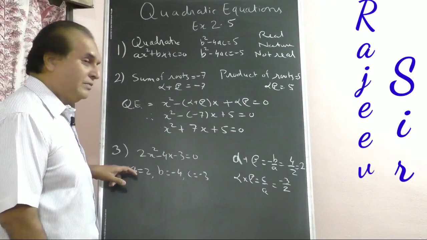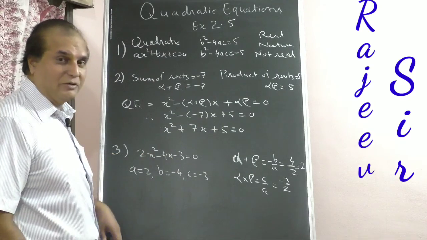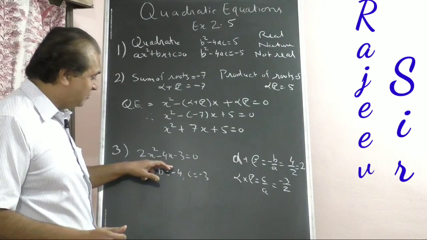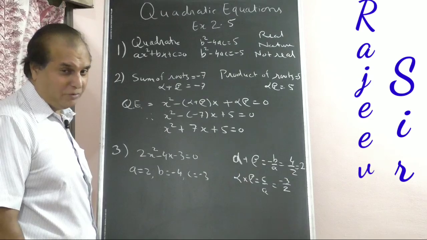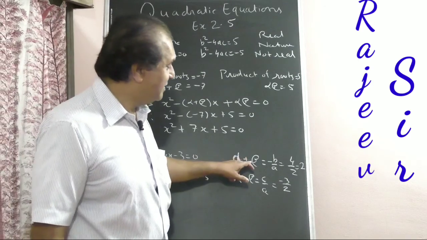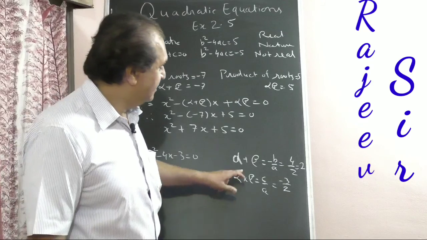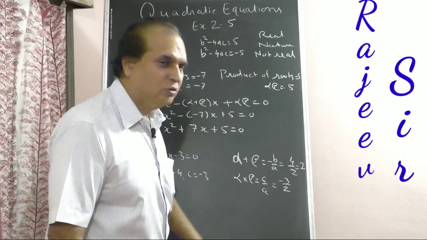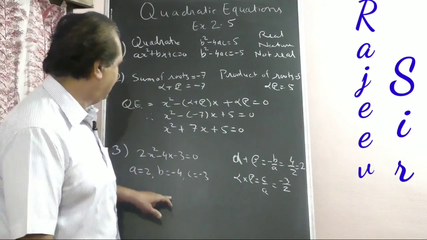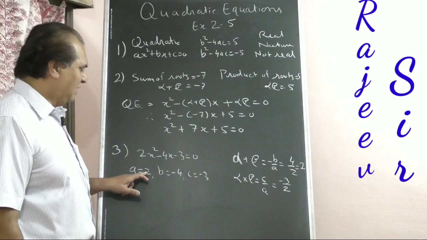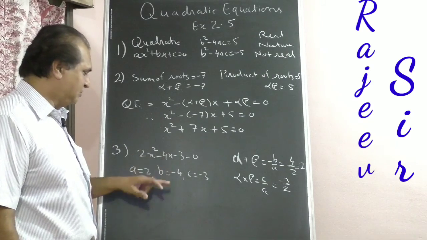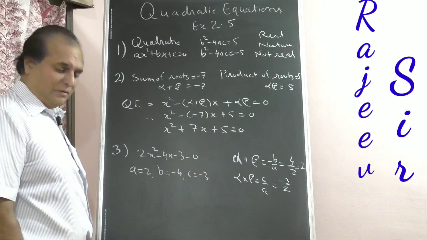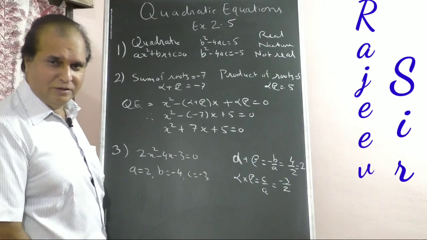Understood? Okay. Next sum: 2x square minus 4x minus 3 equal to 0. First you have to find a, b, c. a equal to 2, b equal to minus 4, c equal to minus 3. I hope you know that. So alpha plus beta is minus b upon a. Learn this formula. Minus of minus 4 is plus 4 upon 2, that is 2. Alpha beta is c upon a, that is minus 3 upon 2. Answer. First question over. Understood?